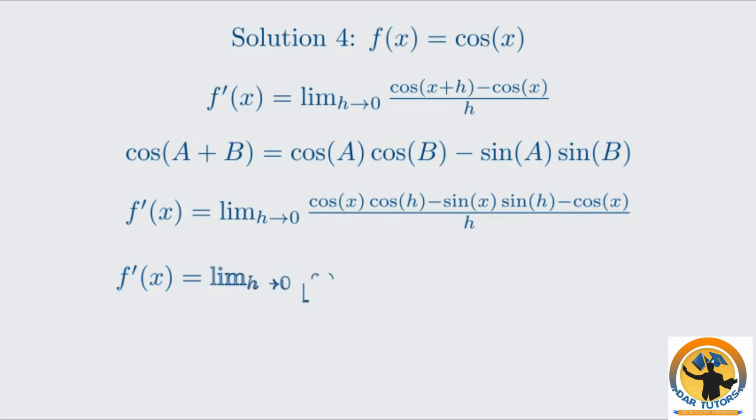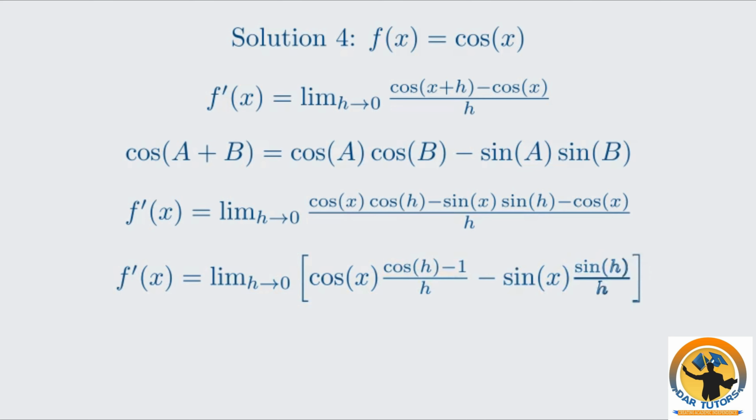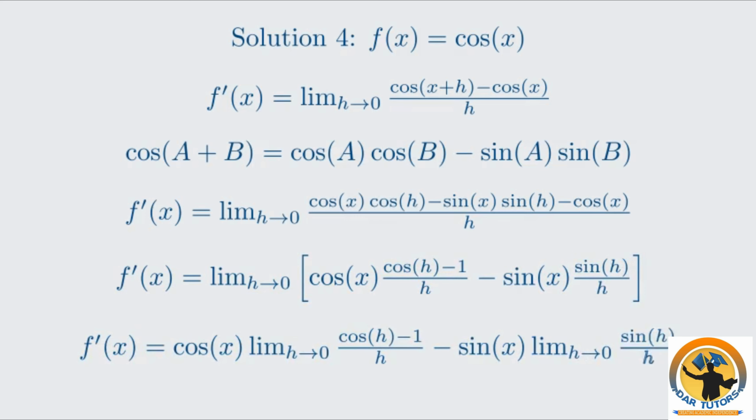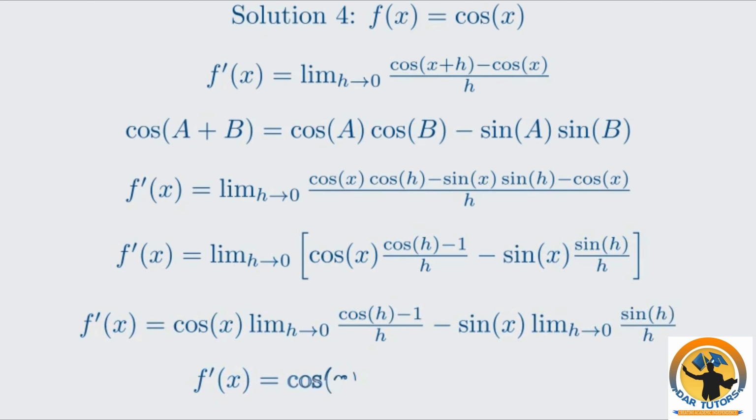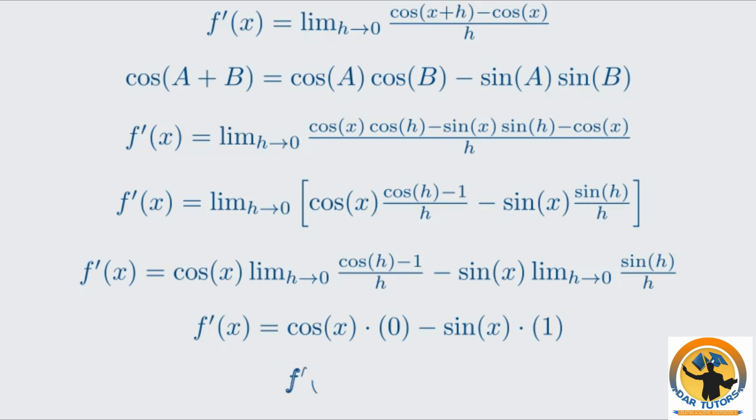Rearranging and splitting the fraction, we get cosine x times the limit of cosine h minus 1 over h, minus sine x times the limit of sine h over h. Using our special limits, this becomes cosine x times 0 minus sine x times 1, which simplifies to negative sine x. The proof is complete.